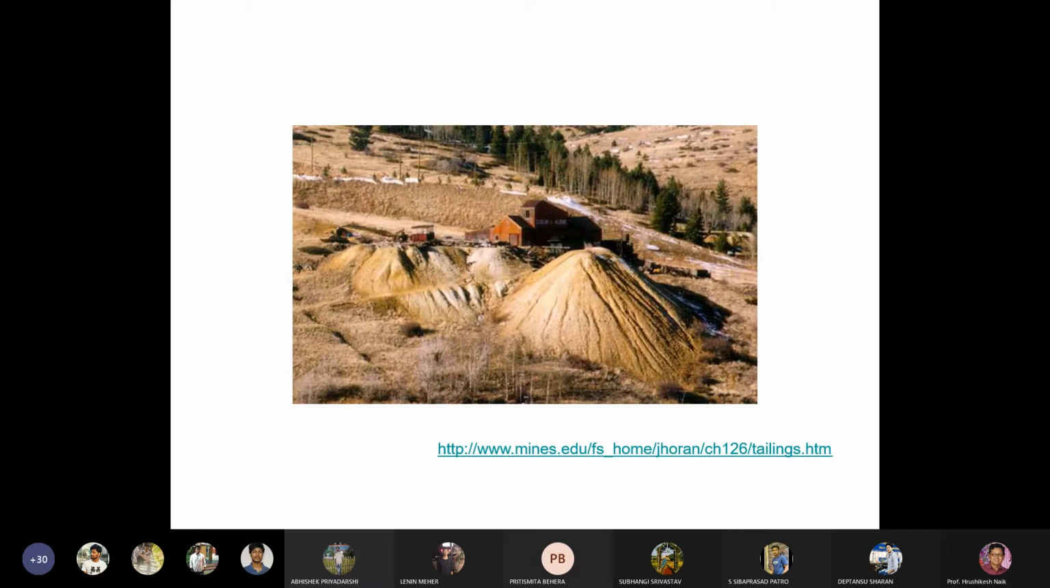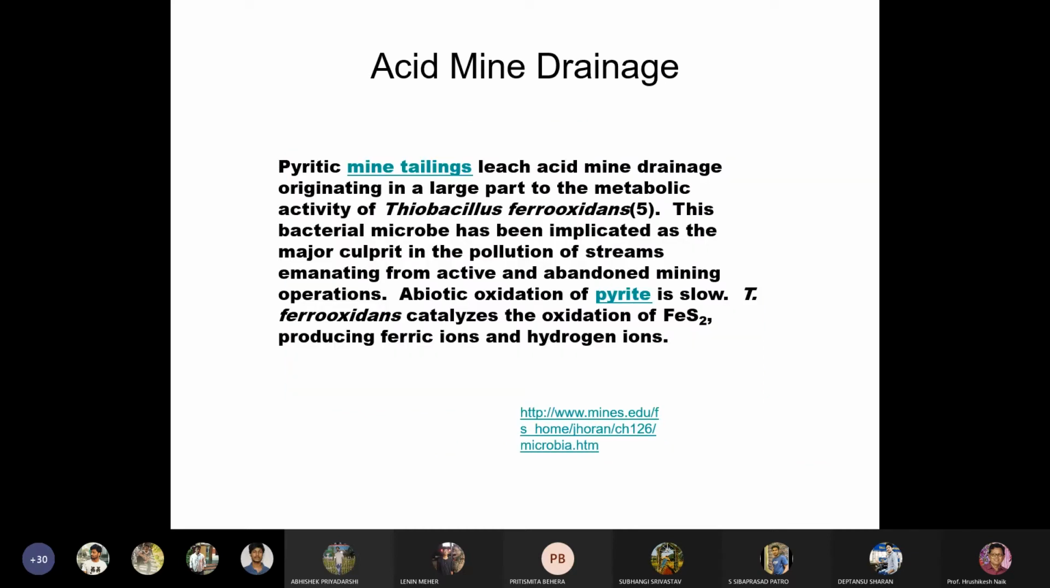So these are the waste materials dumped on the surface, and these waste materials have to be leveled, and you have to plant new trees so that the ground surface is restored. And we have also discussed the acid mine drainage.